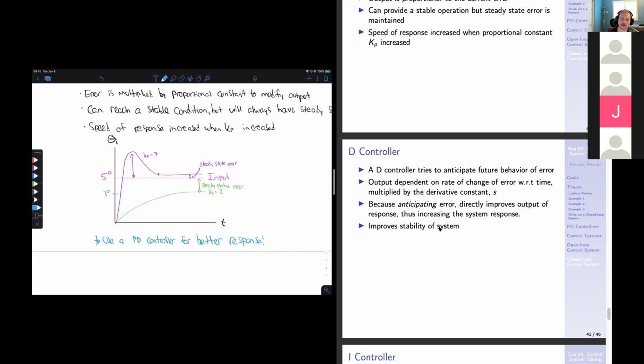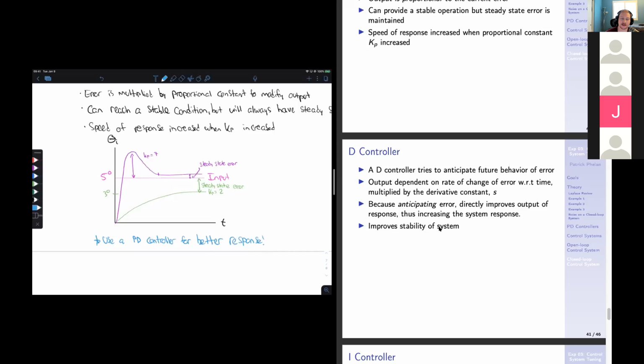Okay, so the output is dependent on the rate of change of error with respect to time. We discussed that. And it's multiplied by our derivative constant and s. That's our transfer function s, which takes the derivative of the error.